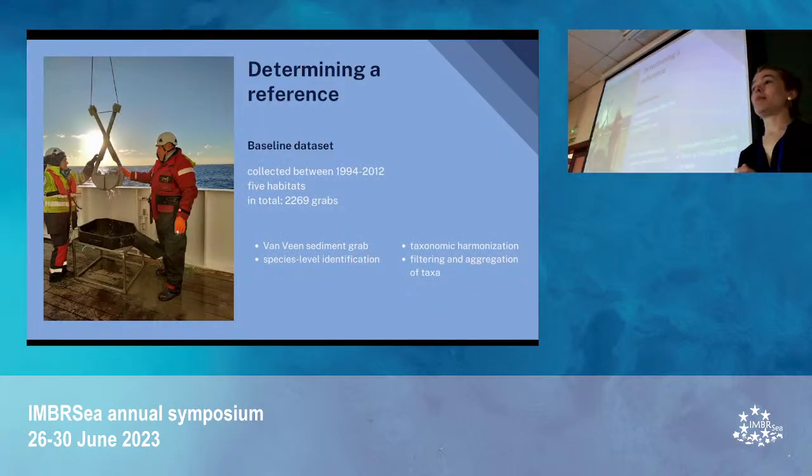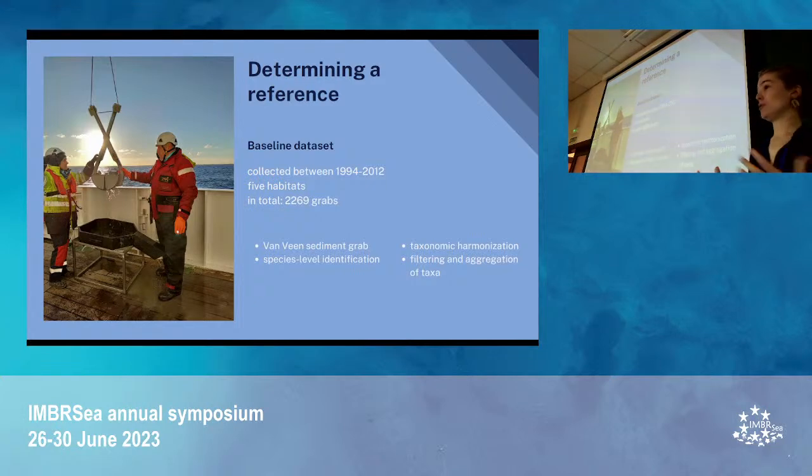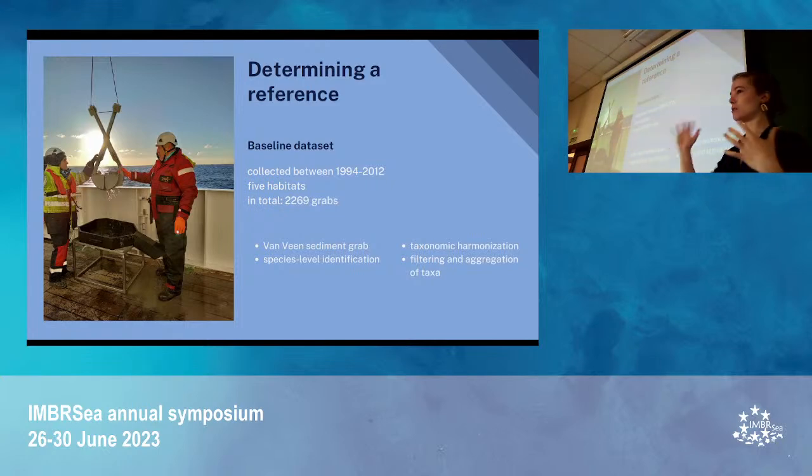Okay, so the next step is to determine some reference conditions. The baseline dataset, which was used for this purpose, was collected in the Belgian North Sea between 1994 and 2012. It covers all five habitats that were shown on the map and was obtained using a Van Veen sediment grab, as shown on the picture.